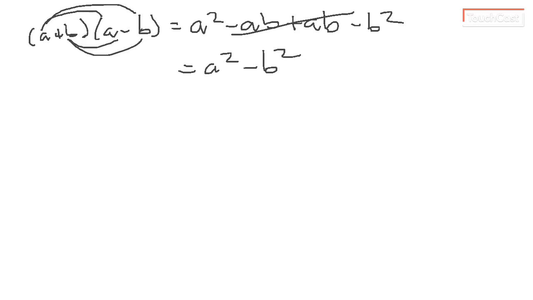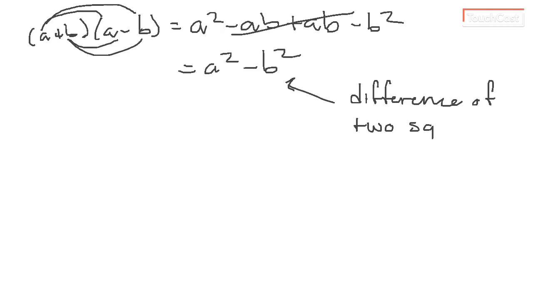This has another special name. The last two we looked at were perfect square trinomials. This one is called a difference of two squares. Difference because we're subtracting, two squares because we are squaring two terms. So let's look at our final example. Example 3. We'll do 2 from here.